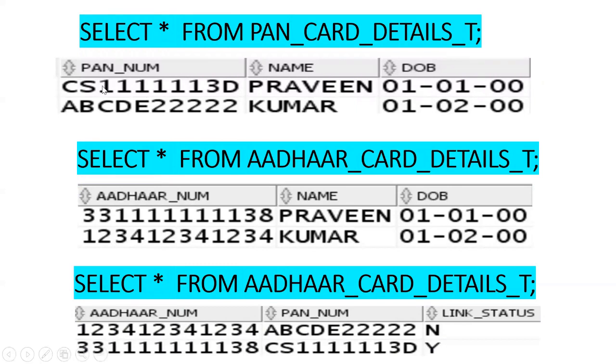See what happened. CS 111, CS 3133. These 2 tables are linked to each other. Now we'll write one procedure. If you want to run this code repeatedly, we should go for a procedure.